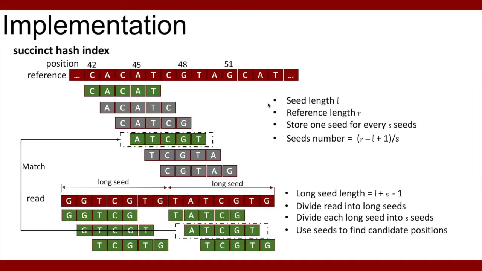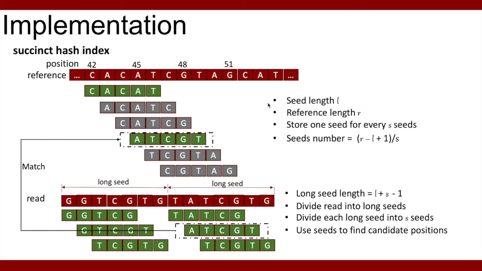In order to reduce memory usage, we use a succinct hash index. The traditional hash index stores the seed locations, consuming a lot of memory. For example, for a human reference genome, it needs more than 12 gigabytes of memory. However, the main memory of each CG is only 8 gigabytes. So the traditional hash index does not fit into the main memory of a single CG.